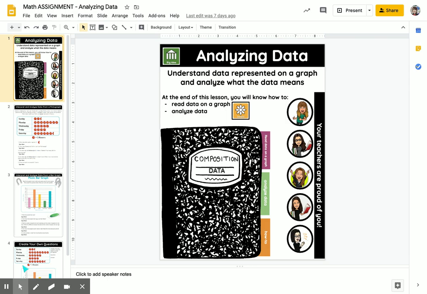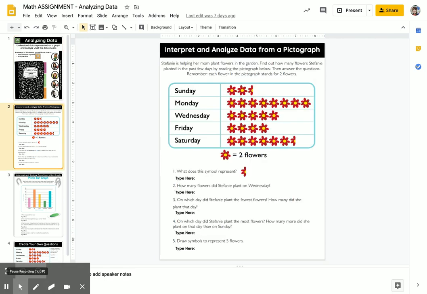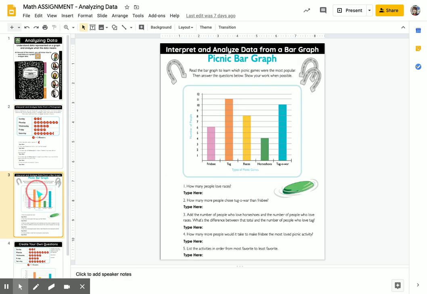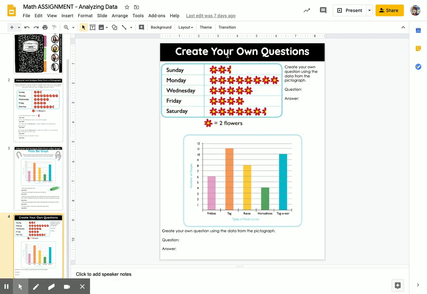Going to talk about analyzing data using graphs. At the end of this lesson, you will know how to read data on a graph and analyze data. First, we're going to look at a pictograph. Last week, you constructed bar graphs. This week, you'll be looking at a pictograph, and I will explain how to analyze some data, and then you will analyze data on a bar graph, and then create your own questions using the pictograph and the bar graph.